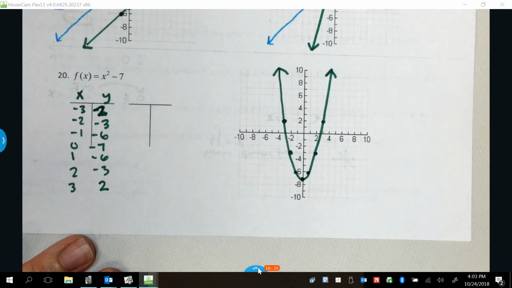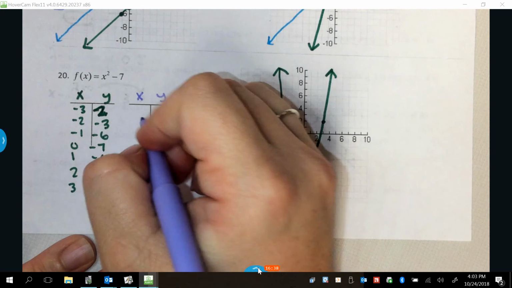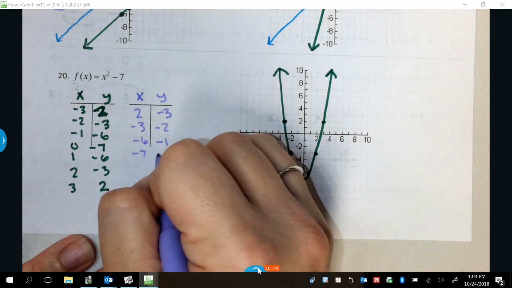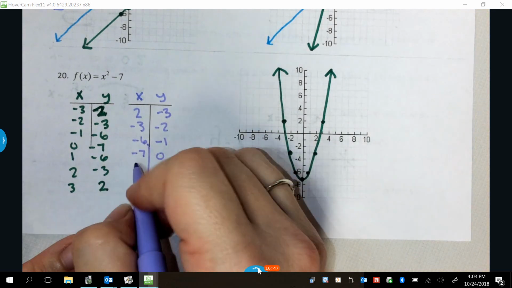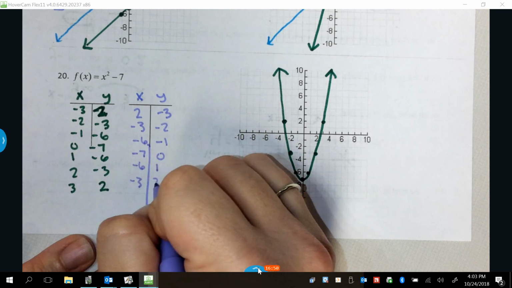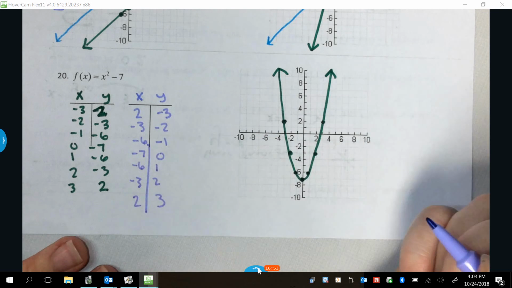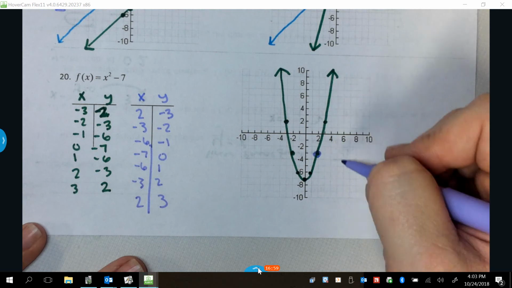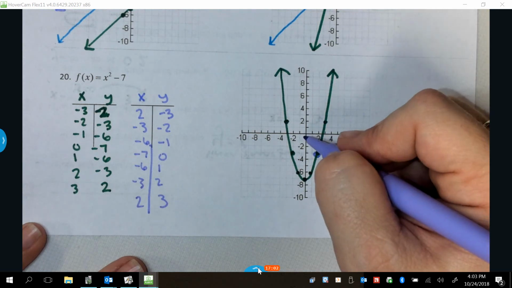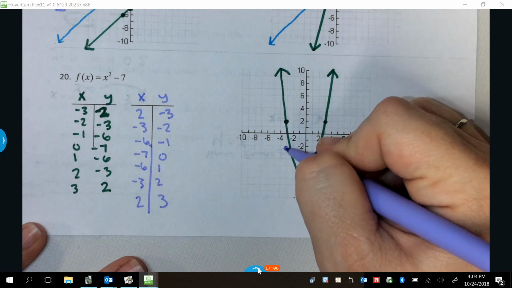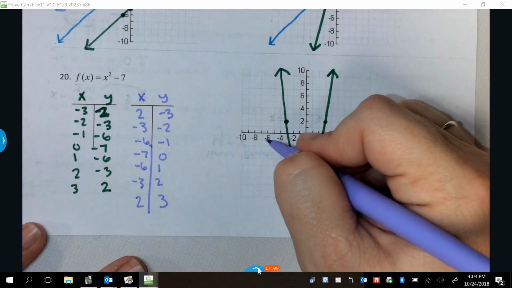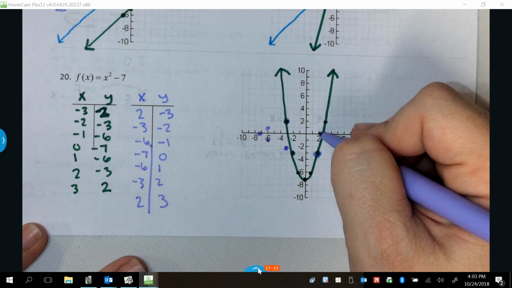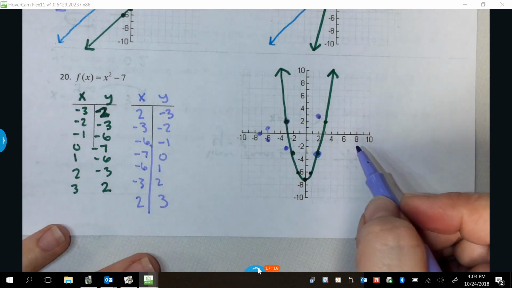So my inverse is going to be 2, negative 3; negative 3, negative 2; negative 6, negative 1; negative 7, 0; negative 6, 1; negative 3, 2; and 2, 3. If you notice, I have a point there. That's okay. I have a point there too, and that's okay.